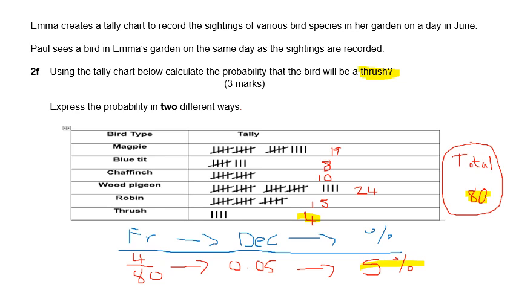So that's the key there. How do you get to a percentage answer for probability? That's the best way: fraction, then decimal, then percentage. And just to remind you, the key step when you're turning a fraction into a decimal is to divide the top by the bottom.